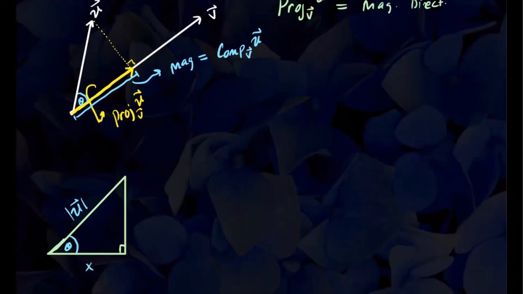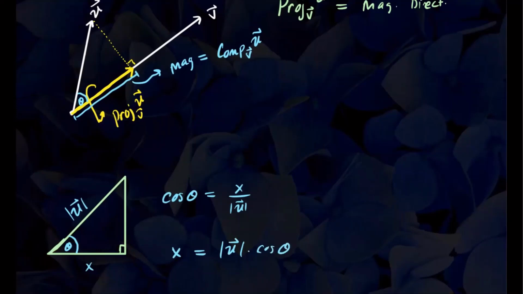Using our trigonometric ratio, we know cosine of theta is adjacent over hypotenuse. So this is adjacent, this is hypotenuse, of theta. This would be x over the magnitude of vector u. And then if you solve for x, because that's eventually what we're looking for, this length x, it's going to be the magnitude of vector u times cosine theta.